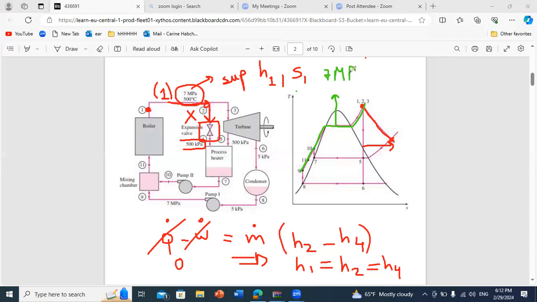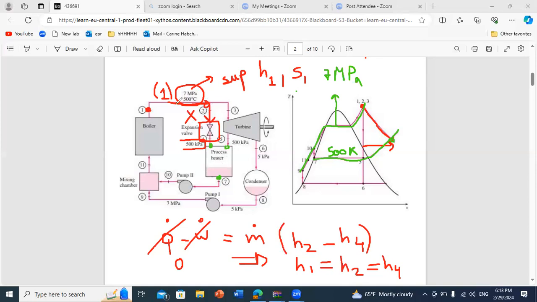Okay, we have the intermediate pressure at which we have the exit from the expansion valve, which is 500 kilopascal. And for the process heater, the process heater is characterized by constant pressure. Meaning all inlets, it's like a mixing chamber. All inlets and outlets should be at the same pressure. So that's why point 4 should be on the pressure line of 100 kilopascal. Okay.